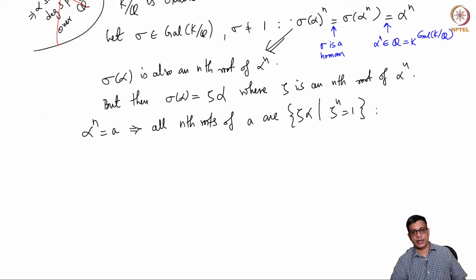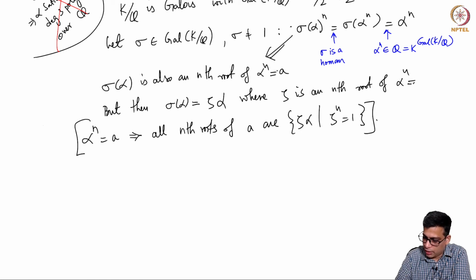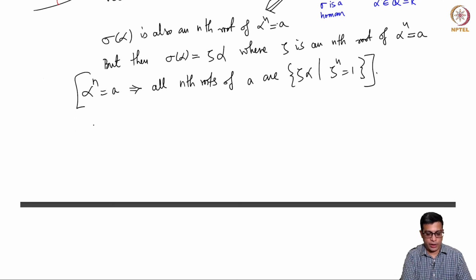I mean, this is a standard calculation, right? If you get hold of one nth root of a, all other nth roots of a will be simply nth roots of 1 times alpha. Okay? So, this is the reason for, if sigma alpha is also an nth root of alpha power n, which I am calling a, then all other nth roots of a are zeta alpha. But now we are in business.